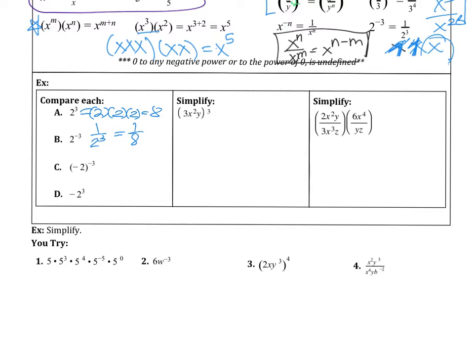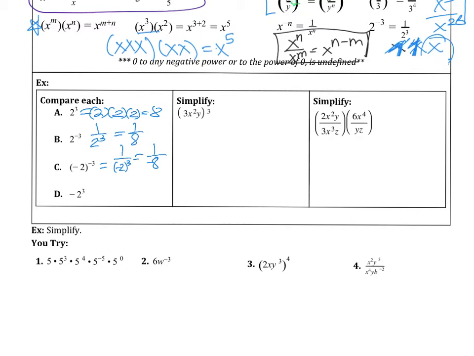What about negative 2 to the negative 3rd? Well, negative 2 to the negative 3rd is going to become 1 over negative 2 to the positive 3rd. Now the numerator is going to stay 1, and the denominator is going to become negative 2 times negative 2 times negative 2, which is going to be negative 8. So negative 2 to the negative 3rd power is going to be negative 1/8.